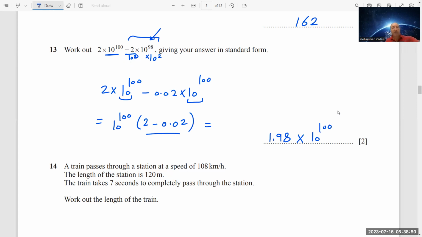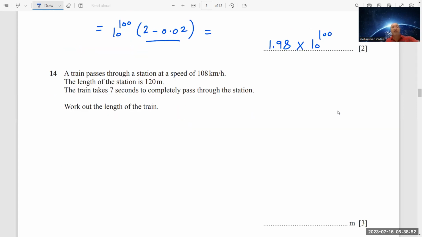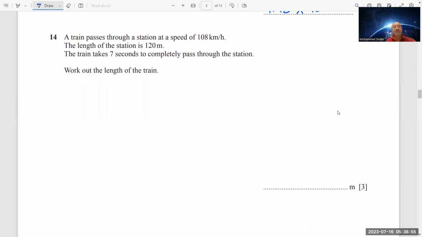Okay. A train passed through a station at a speed of 180 kilometers per hour. The length of the station is 120 meters. The train takes 7 seconds to completely pass through the station. Work out the length of the train. Here, I have speed given in kilometer per hour, but the other units are meter and seconds. So first of all, convert 180 kilometer per hour to meter per second by multiplying by 1,000, because a kilometer is 1,000 meters, and dividing by 3,600 because 1 hour is 3,600 seconds.